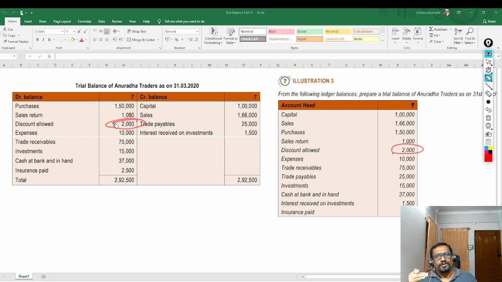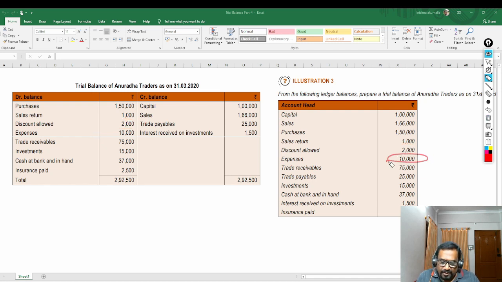Discount allowed is an expenditure. Expenses and losses are supposed to be debited as per nominal account. Hence, discount allowed will have a debit balance. So I'm debiting this in trial balance. Very simple. Move on to the next one.